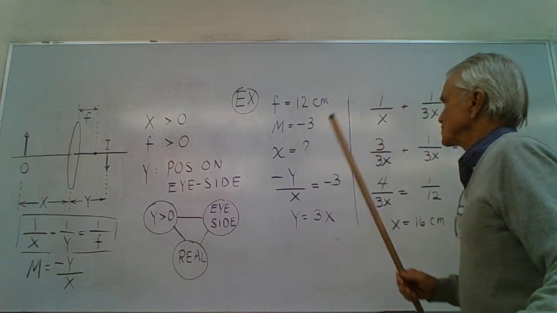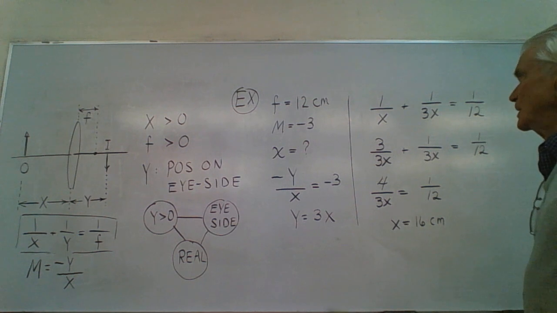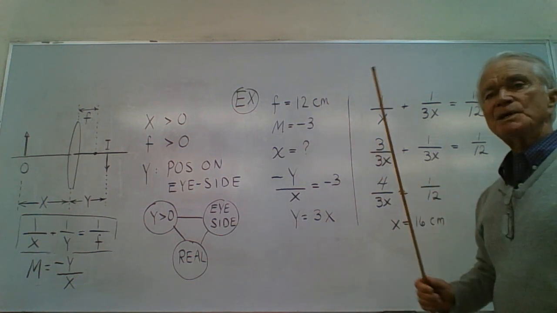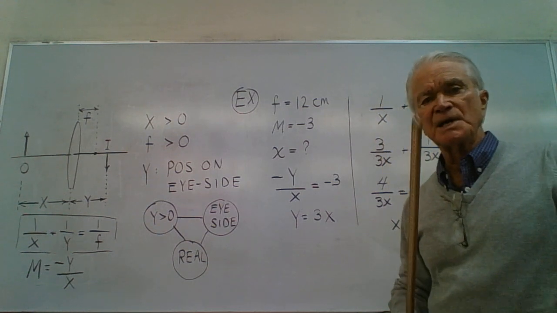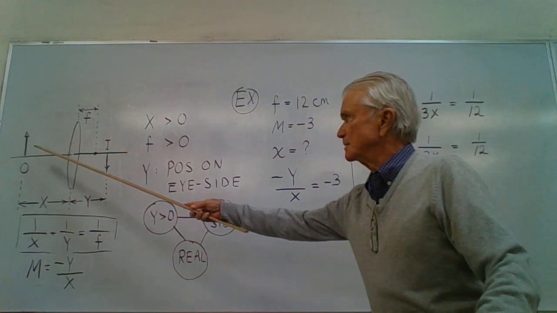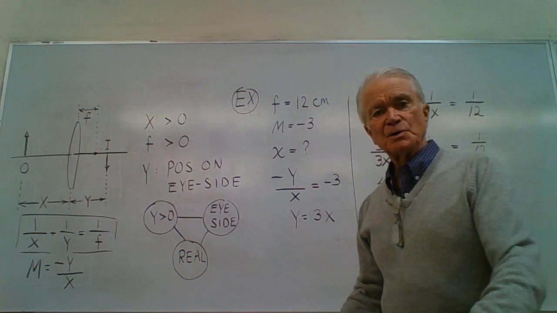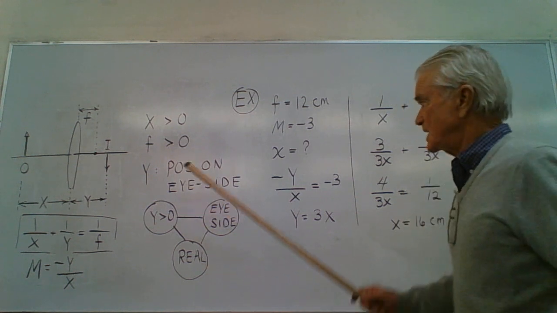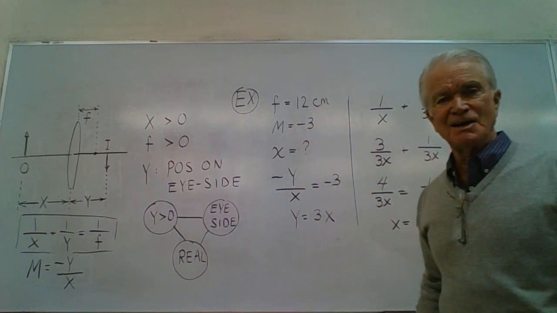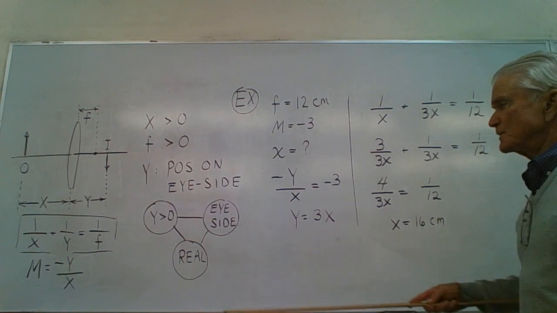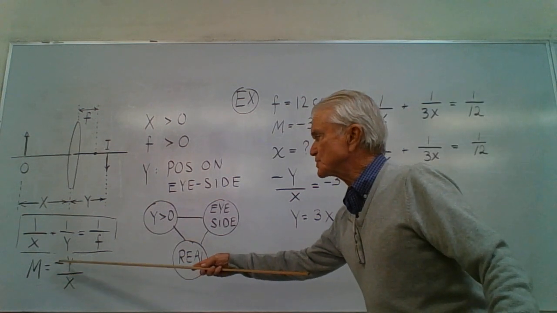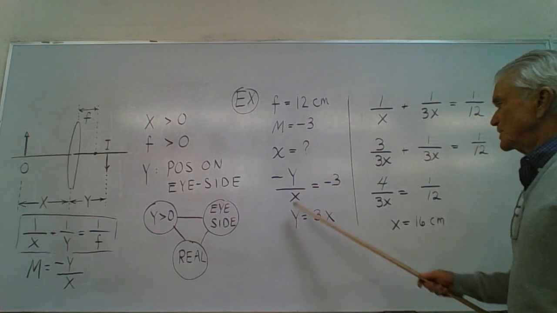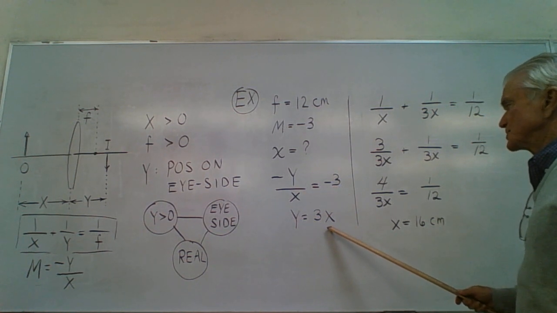Now let's work a sample problem. A convex lens has a focal length of 12 centimeters, and we wish to determine where an object would have to be placed on the other side of the lens in order that the image be 3 times taller than the object and upside down. The negative sign means upside down. Well, from the magnification equation shown here, we set this ratio equal to -3. That tells us that y equals 3 times x.